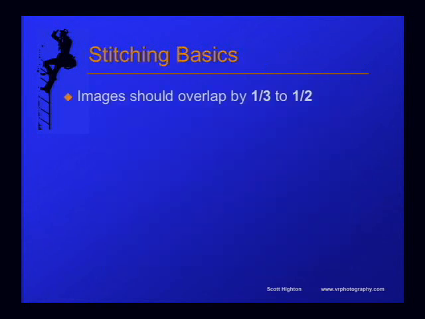So rules for that are, you generally want to have your images overlap by a third to a half. You generally want to pan left to right. Why is that? It's because we tend, in the English-speaking countries, we tend to read left to right.